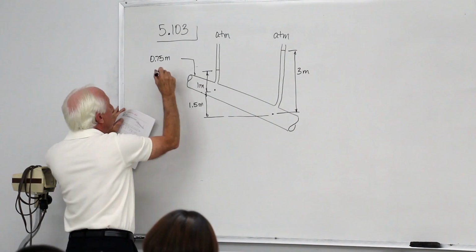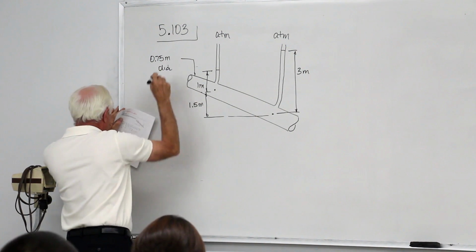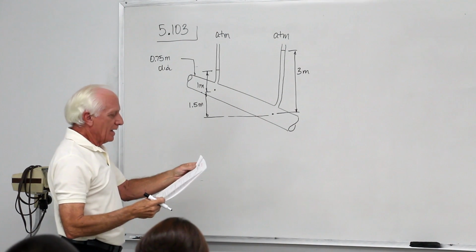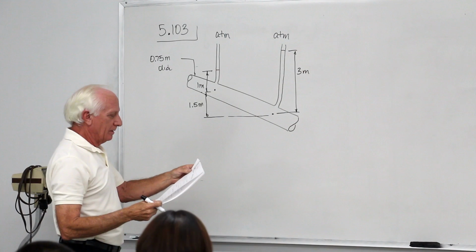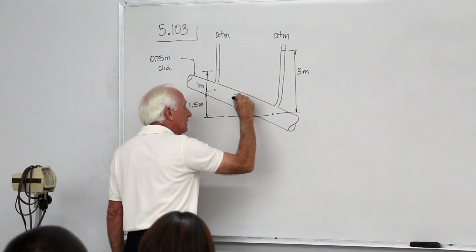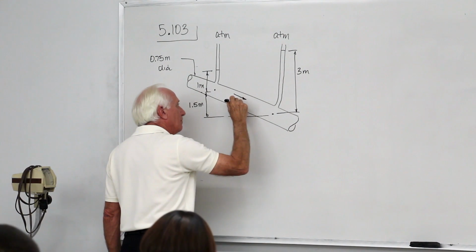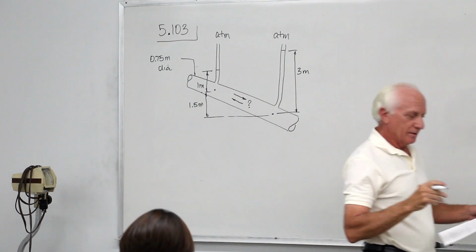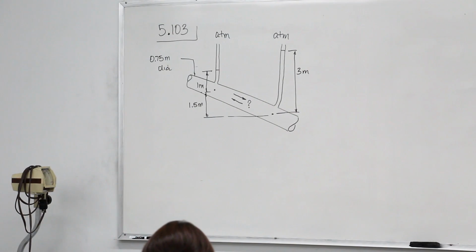Pipe or part B. I think I did part B. It's okay. Determine the direction of flow. So our question is, is it going down the pipe or is it going up the pipe? That's what it has to find, the direction of flow.